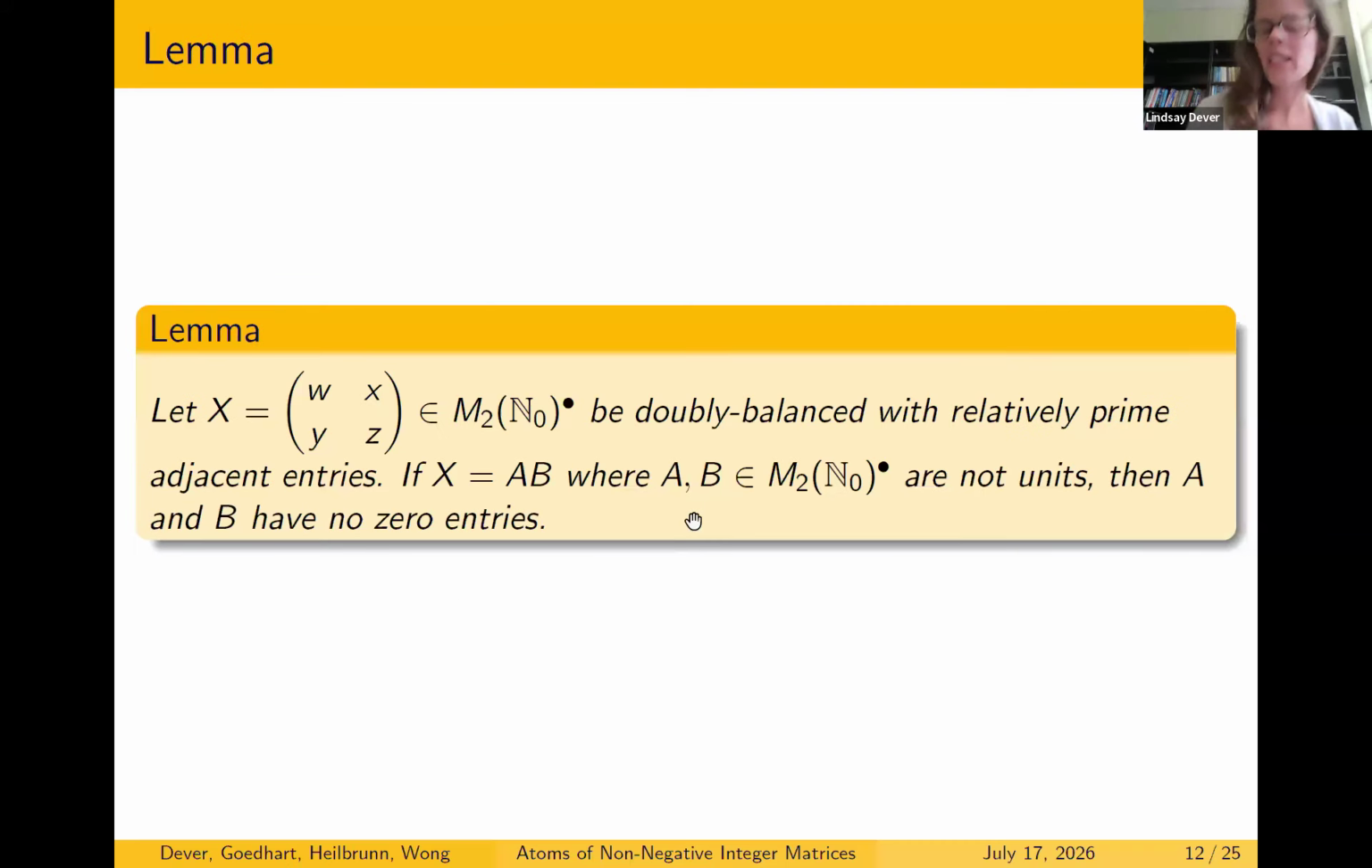All right, so next we proved some upper bounds that gave us additional classes of atoms. Along the way, we proved this nice little lemma, and since it's the end of the day after a long week, I wanted to show you the proof of the lemma because it is very fun and cute and easy to understand. So hopefully it will be a nice break. If we have a matrix that is doubly balanced with relatively prime entries, if it factors into A times B, we showed that A and B do not have any zero entries.